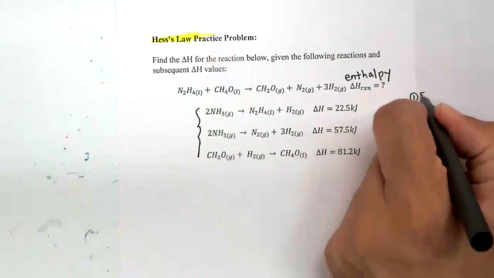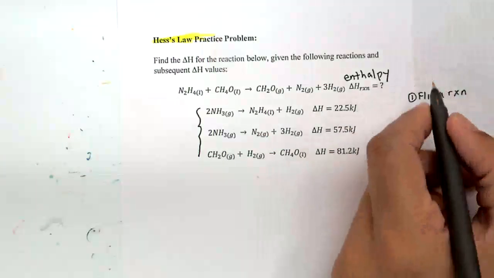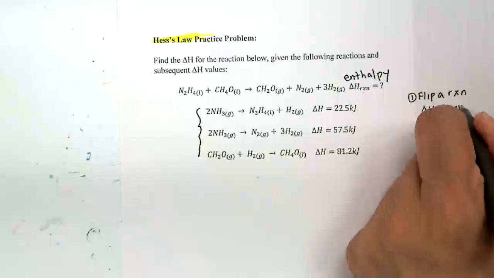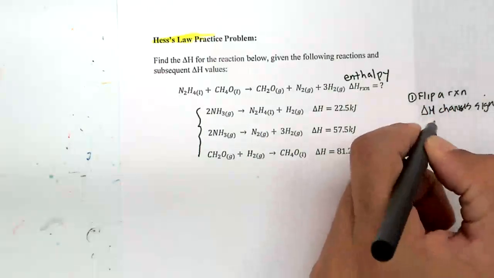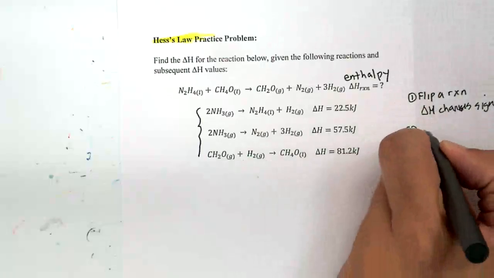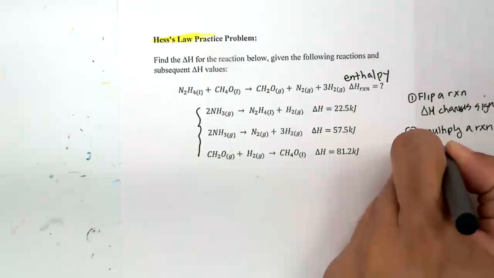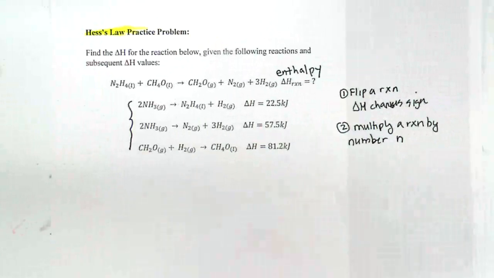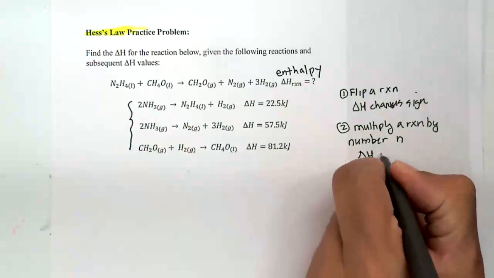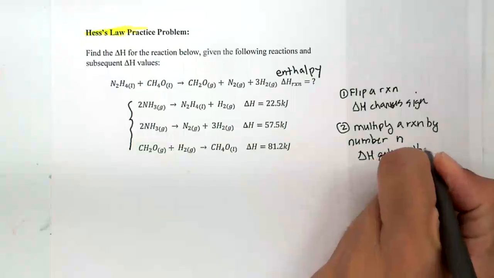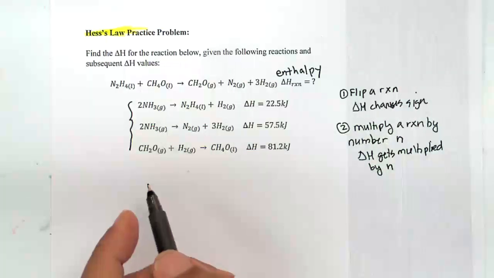Okay, number one, we can flip a reaction. So if you flip a reaction, then the delta H changes sign. Okay, from positive to negative or negative to positive. Or you can multiply a reaction by some number n. Okay, the delta H resultingly gets multiplied by that n. So those are the two things we can do.